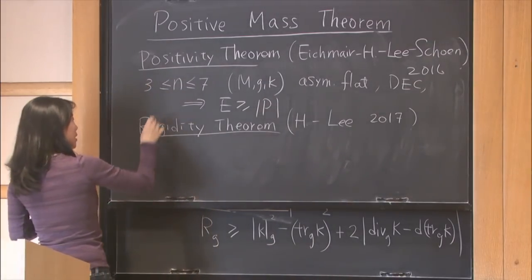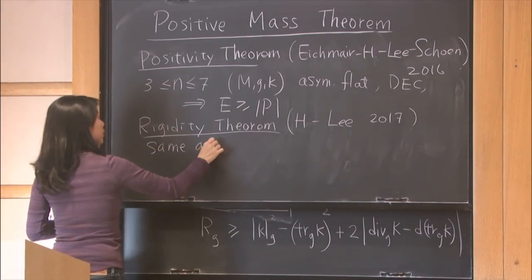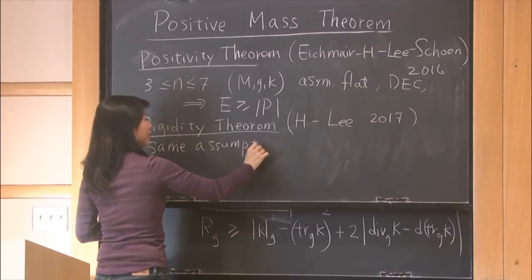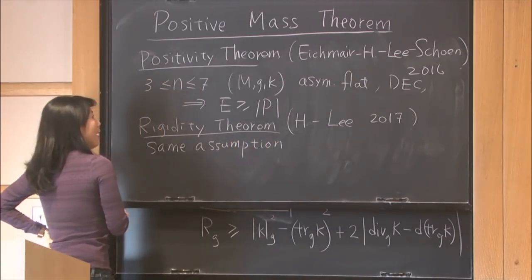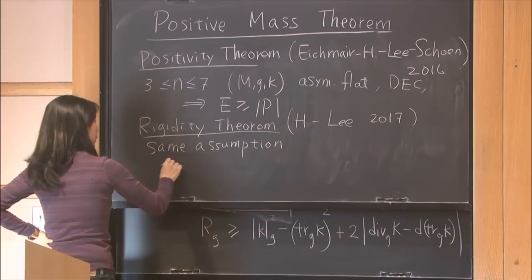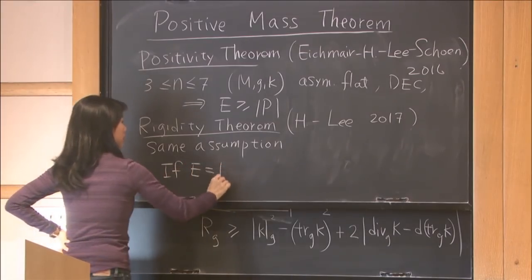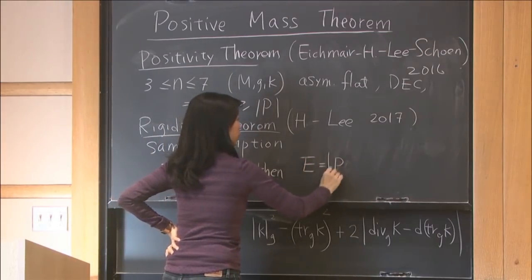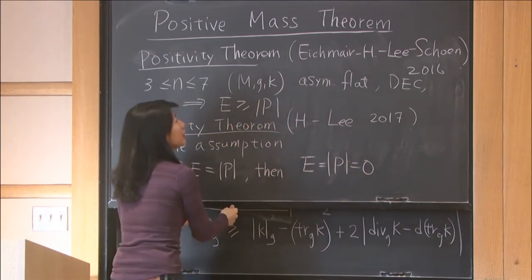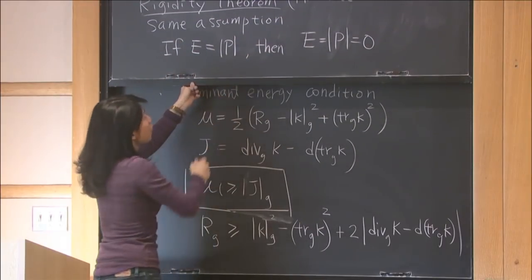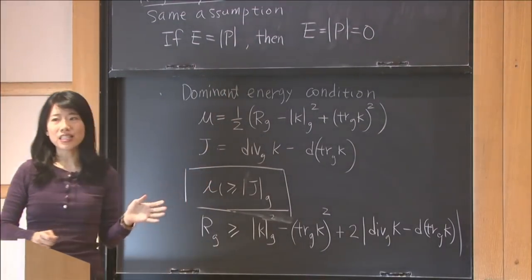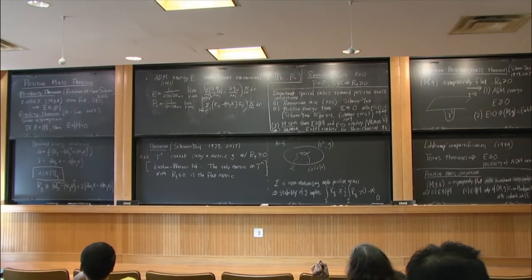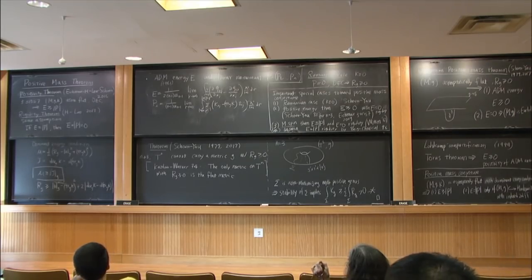All right, so that will be the same assumption. And so suppose the equality holds, and the only possibility is all those numbers are 0. And then we have the E equals 0 rigidity to show you the initial data set actually can be embedded in Minkowski spacetime.